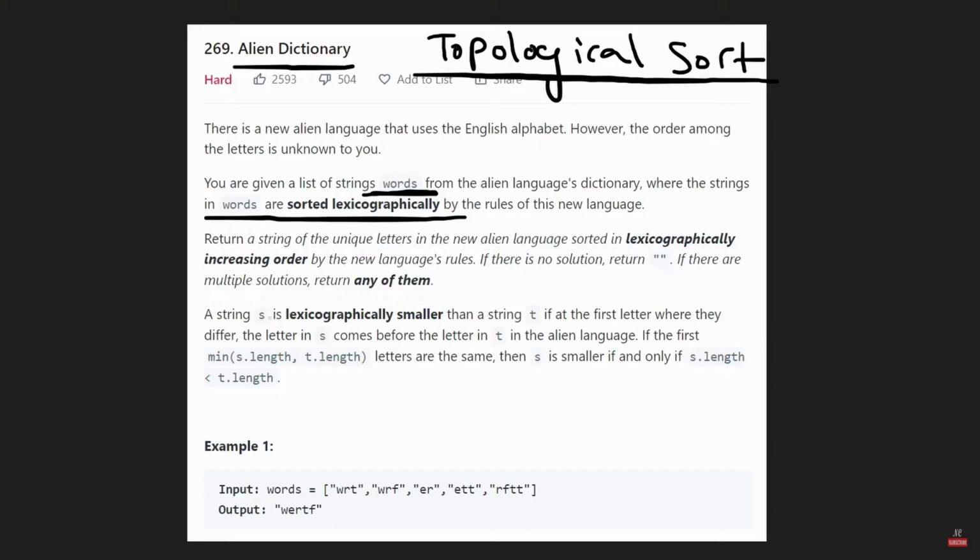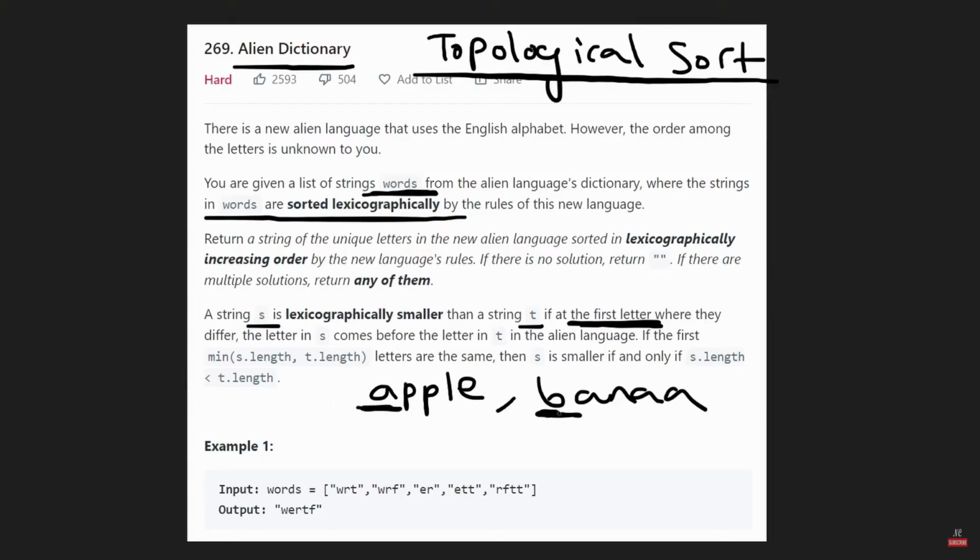Now, they tell us that two strings, S and T, S is going to be smaller than T if at the first letter where they differ, the letter in S comes before the letter in T in the alien language. And this is pretty intuitive. Like, if we were given two words such as apple and banana, how are we going to sort these two words?